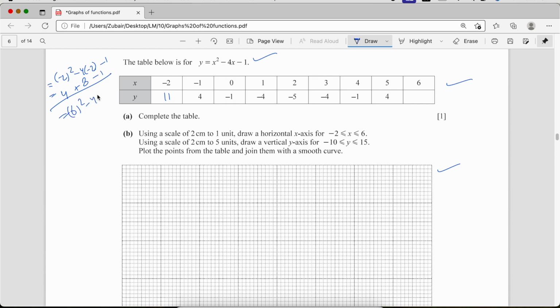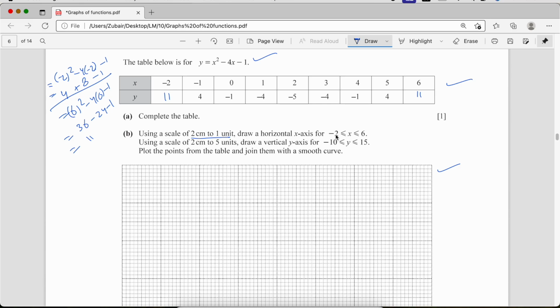6 squared minus 4 into 6 minus 1. 6 squared is 36, minus 24, minus 1. 36 minus 24 is 12, and 12 minus 1 is again 11. So the table is done. Then it says use a scale of 2 centimeters to 1 unit.